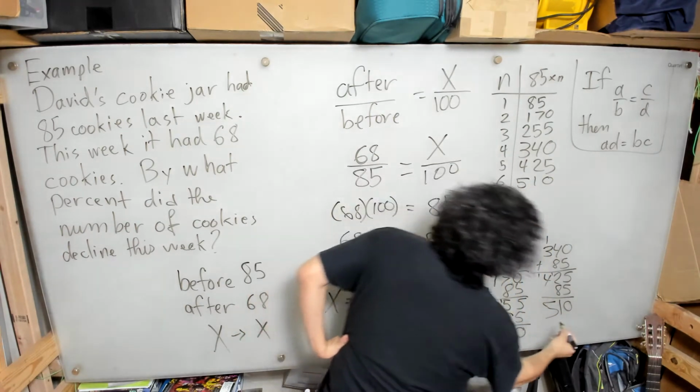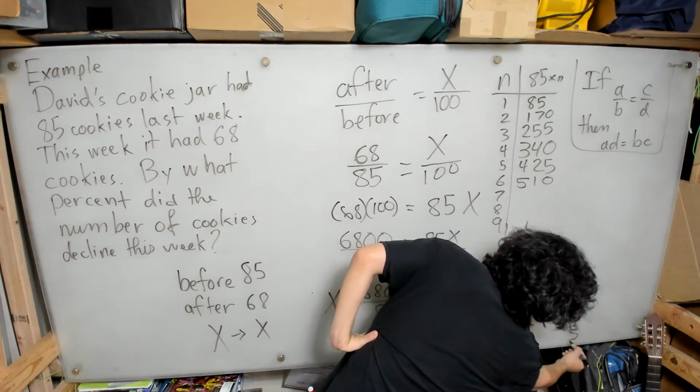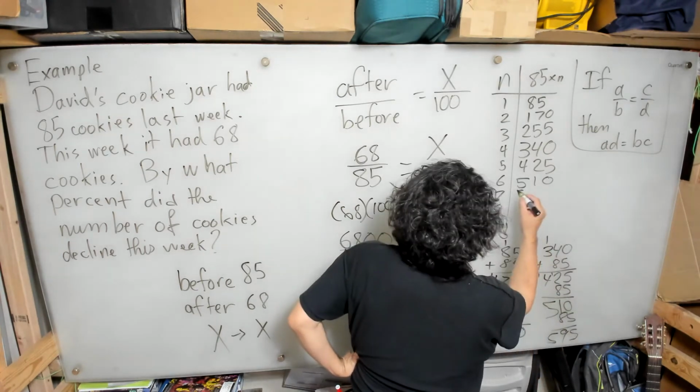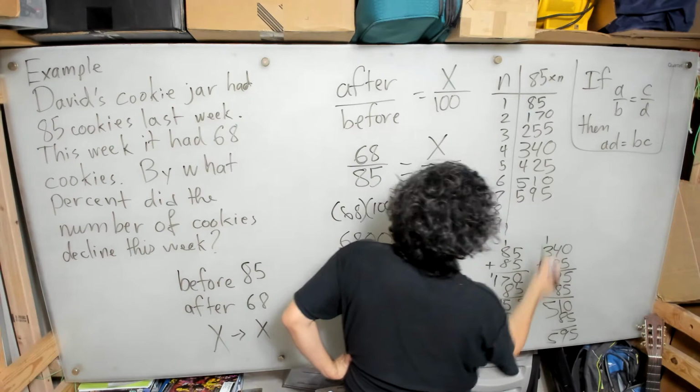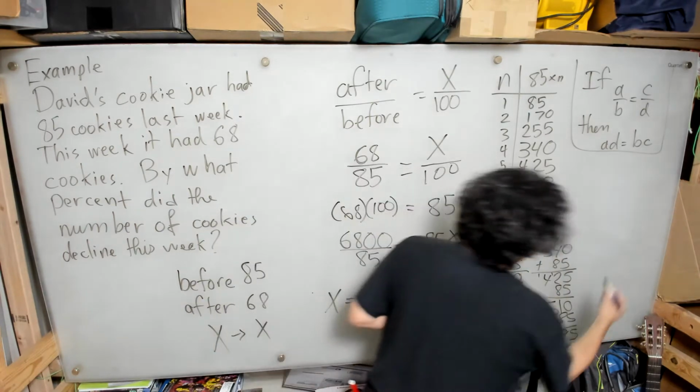Then I'm going to add 85 again. 0 plus 5 is 5. 1 plus 8 is 9. And then I bring down the 5. So 595. Okay. I'm now going to add 85 to that over here.